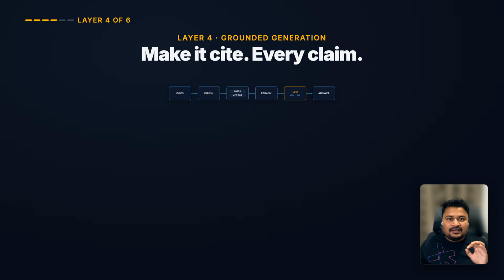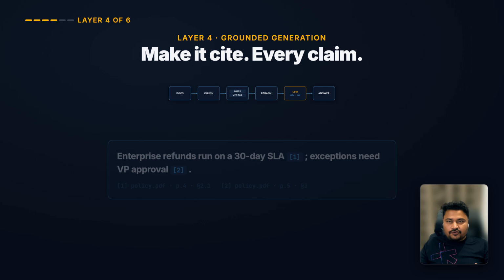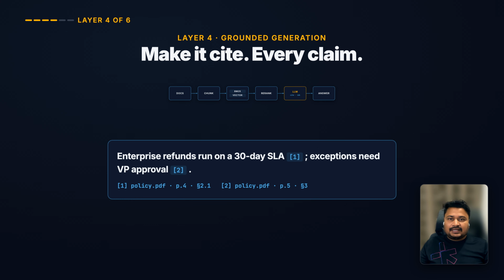Layer 4. Now finally the AI. By now you have handed the model the right few chunks, but you are not done, because a model handed good context will still sometimes ignore it and make something up anyway, confidently. So you do two things. First, you force it to cite every claim, point back to the chunk it came from using those source tags you added way back in layer 1. Now the user can check the receipt, and honestly, so can you.